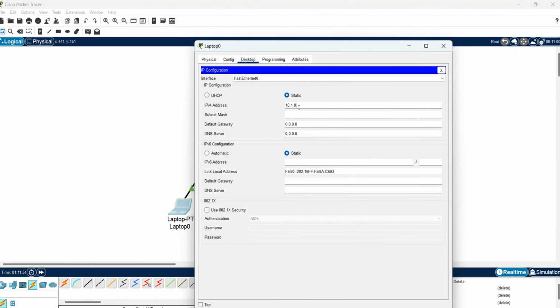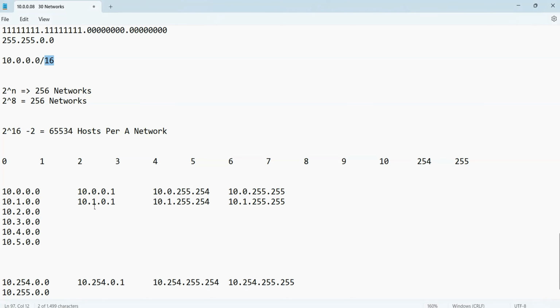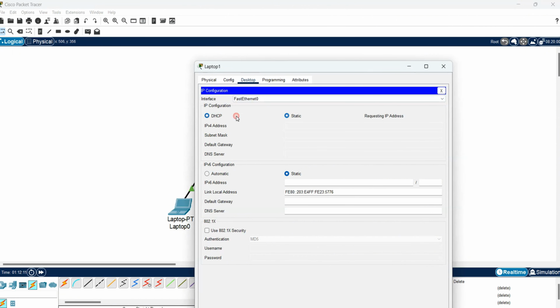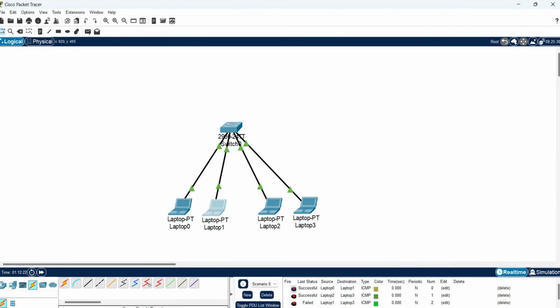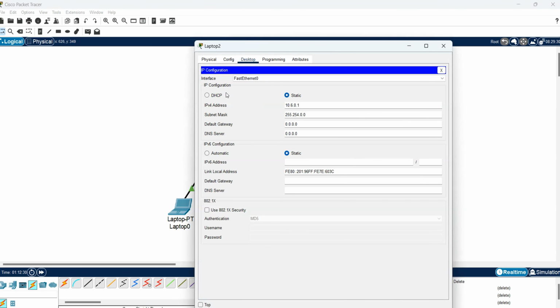So let me just go ahead and change this. 10.1.0.1, and then I'm going to change this to a 255.255.0.0. All right. Now, let me close this out. So 10.1.0.1, and I'll put the last one, 10.1.255.254. And I have to switch this one to a 255.255.0.0. Okay, let me close and let me close. And let me use another network. Let's say the 254 network.